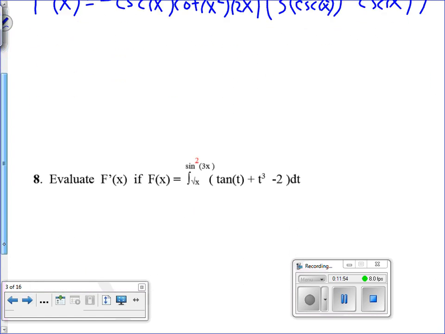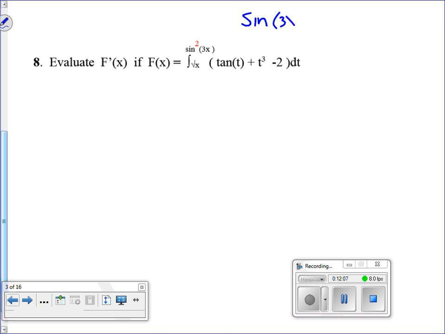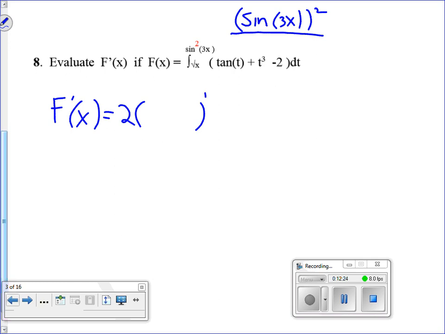Okay, the last one of these, this is the one that's got it all. Before we start this one, because we have to do derivative of upper, let's rewrite the sine squared of 3x as the sine of 3x squared. So now we go to get the derivative. Derivative of upper, we got to use chain rule on that. So we start with the outermost function. So 2, leave the inside alone: 2 sine of 3x. So we took the derivative of the squaring.